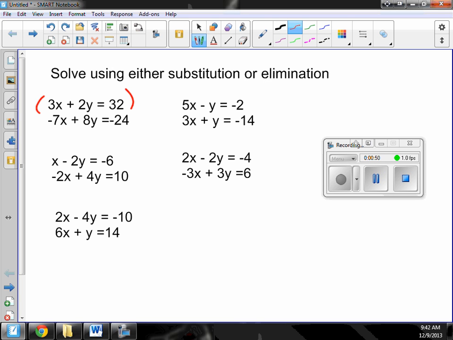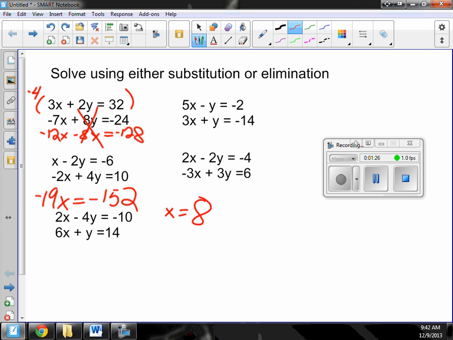And in order to cancel, they need to be different signs. So I'll times it by -4. And I get -12x minus 8y equals, what is that, -128? Okay. Now I just add the two equations together and the y's cancel. So I get -19x equals -152. Please tell me 152 is divisible by 19. 8. So I get x equals 8.